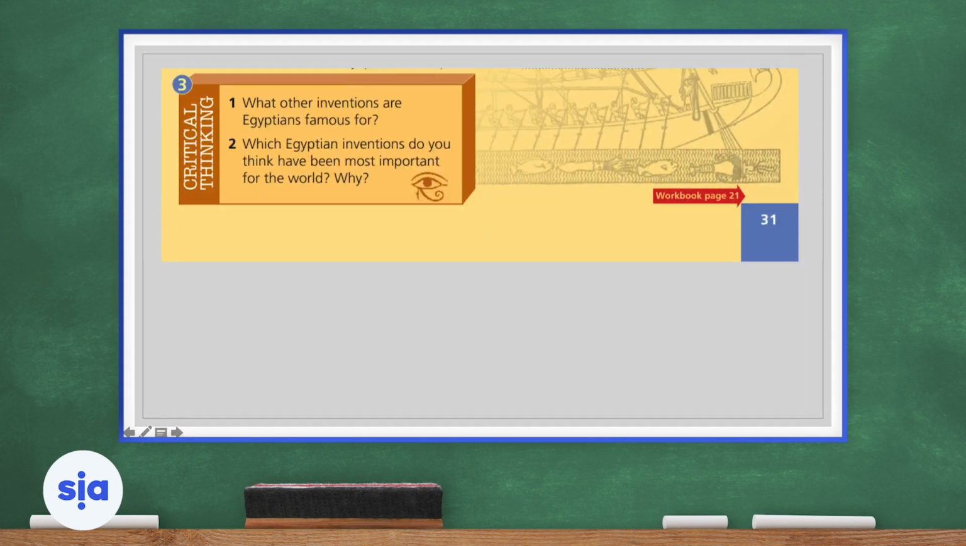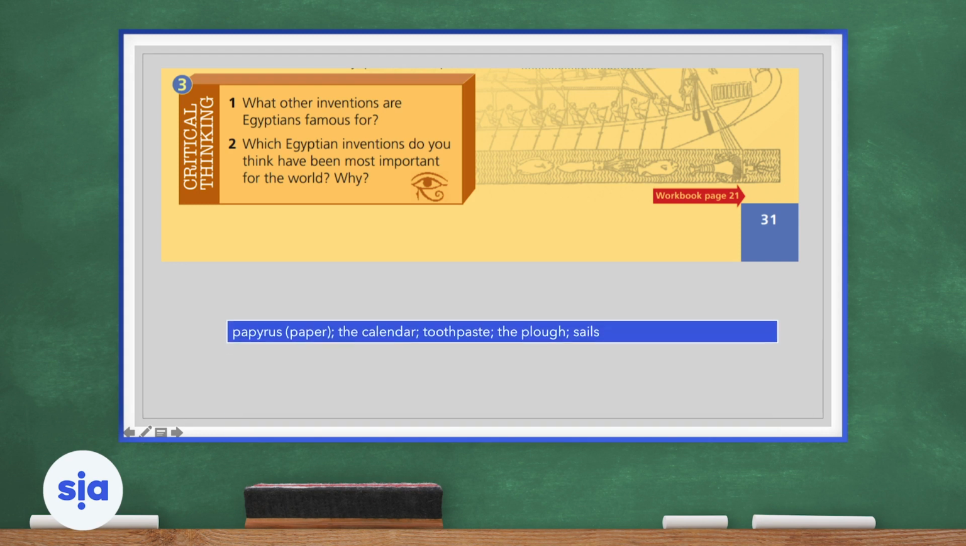Now we're going to jump to our critical thinking section. What other inventions are Egyptians famous for? Do you know what other inventions Egyptians have done? Let's see together. They have created the papyrus paper, the calendar, the toothpaste, the plow, and sails. If you're not sure about these pieces of information, you can look them up through an internet search and learn more about who invented each one.